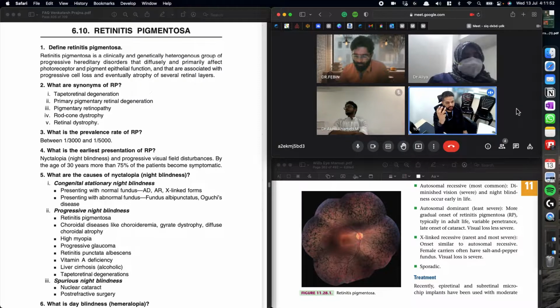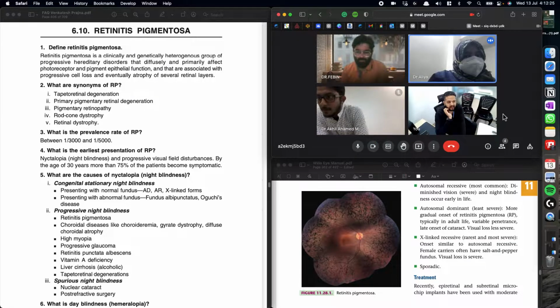The classic triad is, first, the bony spicule configuration of the peripheral retina, where there is hyperpigmentation in a perivascular pattern. Secondly, you have a waxy disc pallor. That is very pathognomonic. You cannot get away with not saying that. So I agree with Fabian. It might look like a normal disc, and diagnosing discs solely without context is very difficult. Anything looks pale, anything looks pink sometimes.